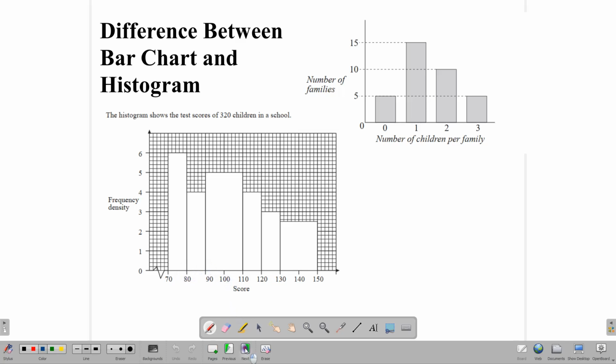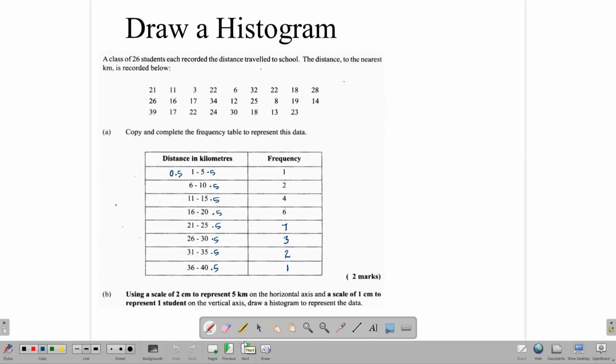Now let's look at how we can draw a histogram. Let's get rid of these and do it over. So first, this question: a class of 26 students recorded the distance traveled to school, and these are the distances traveled to school to the nearest kilometer. I have already gone ahead and filled out the missing parts of the table, the missing frequencies here.